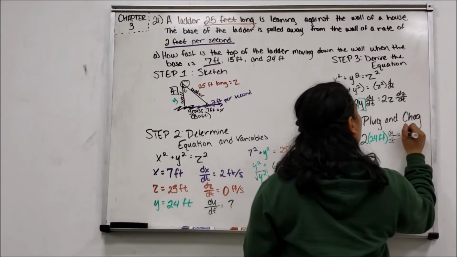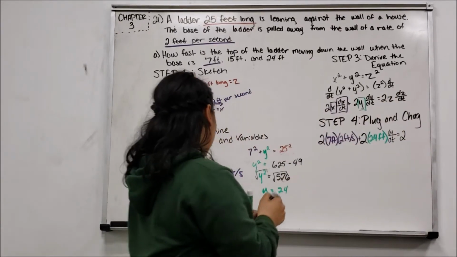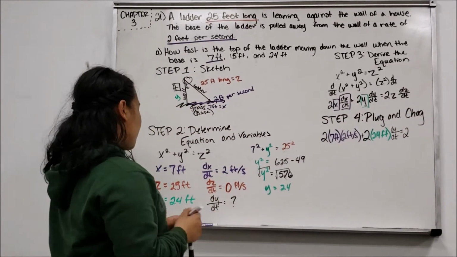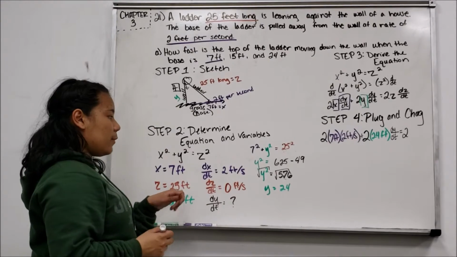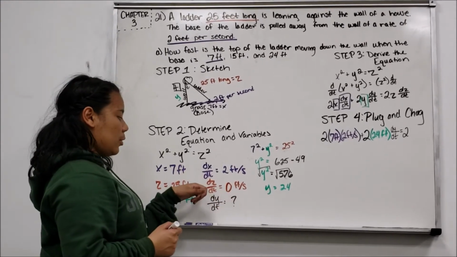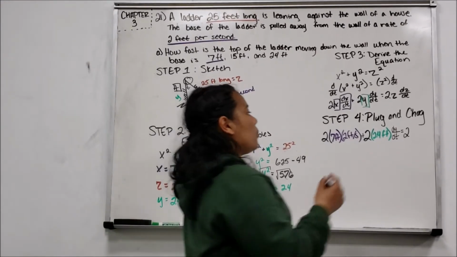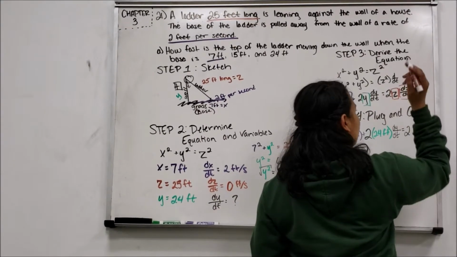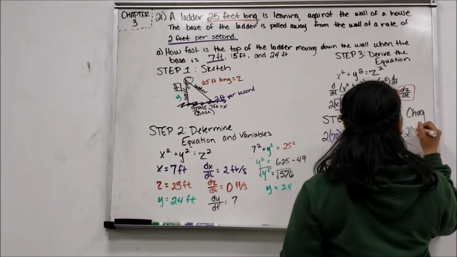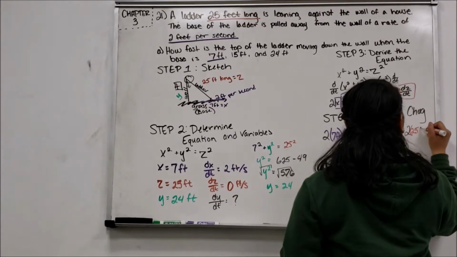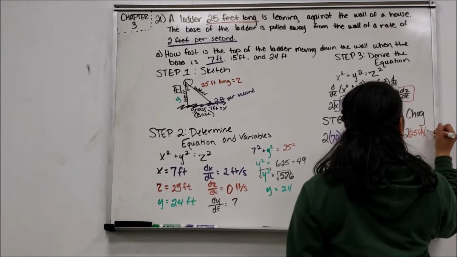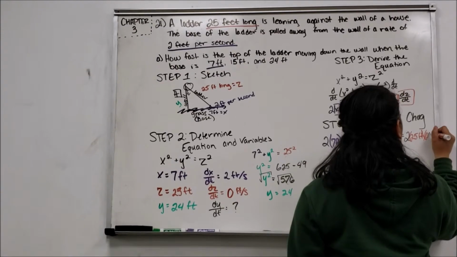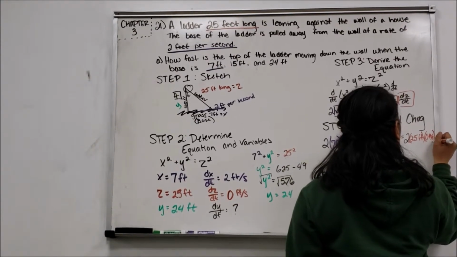Now, we're going to plug in what we know for z. And z happens to be 25 feet. And we also know that our dz/dt is 0. So we know what this is, and we know what this is. And this happens to be in our ground. So this will be 25 feet times 0 feet per second.